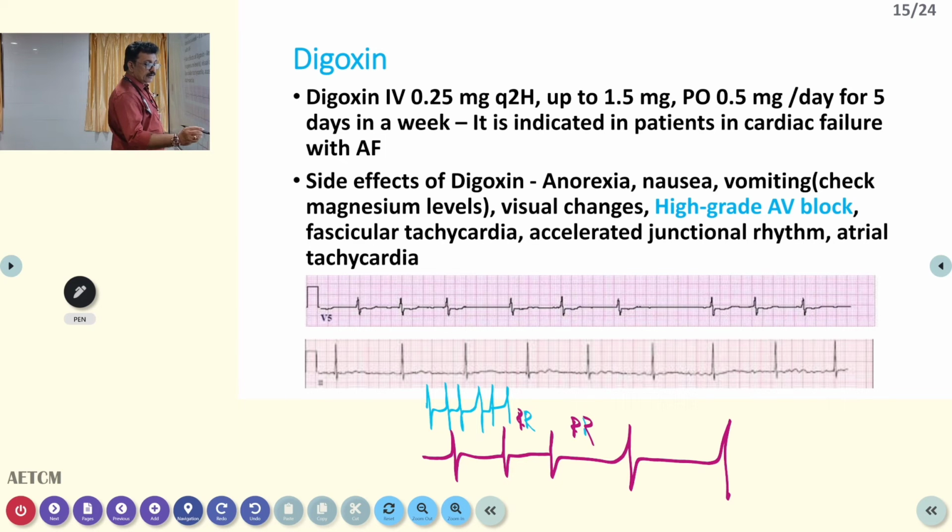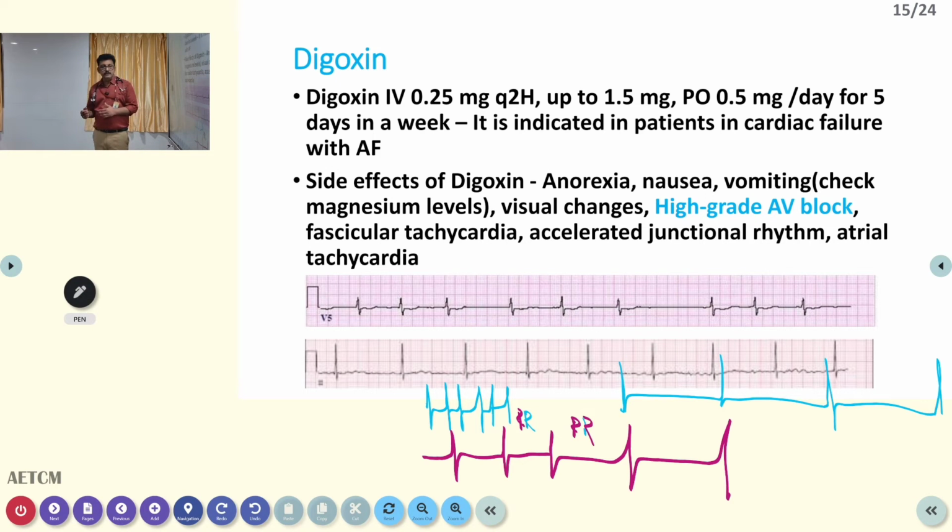If the RR interval becomes equal and there is bradycardia in a patient who is on digoxin with atrial fibrillation, remember that the patient has gone into complete heart block. So there is a very narrow difference between complete heart block with digoxin and a completely controlled ventricular rate with digoxin. The RR interval is still irregular in atrial fibrillation with severe bradycardia, whereas in complete heart block with bradycardia, the heart rate is always regular.